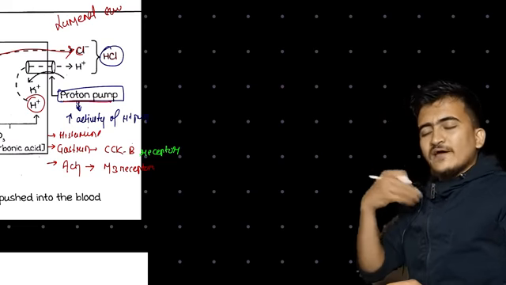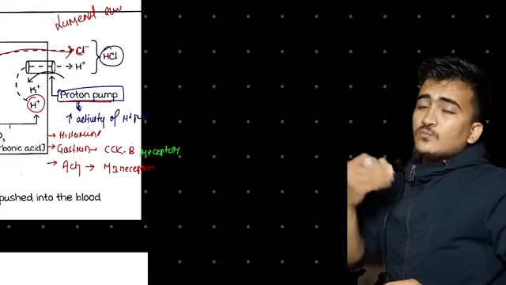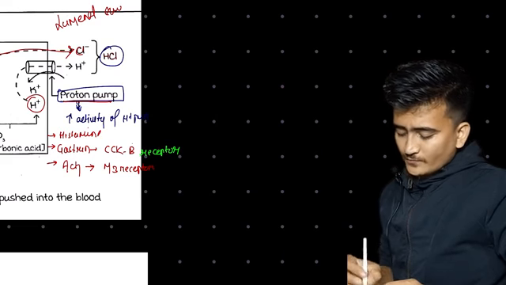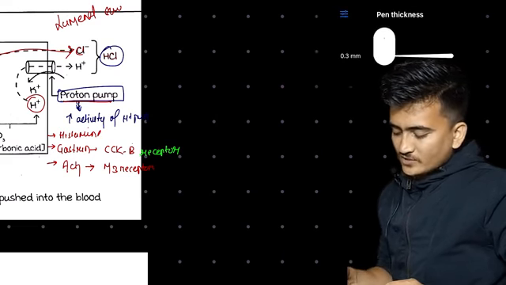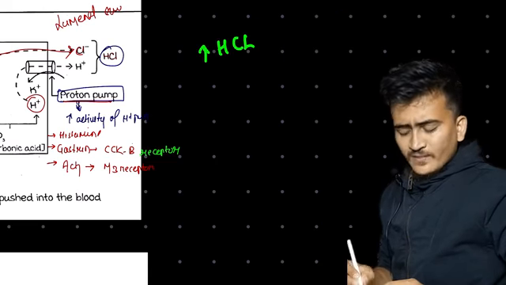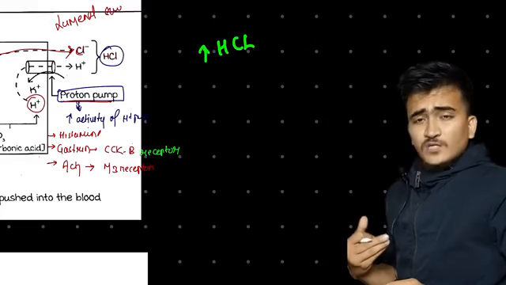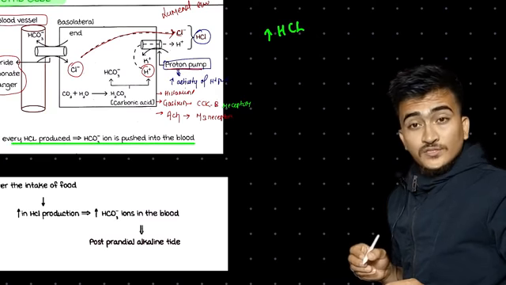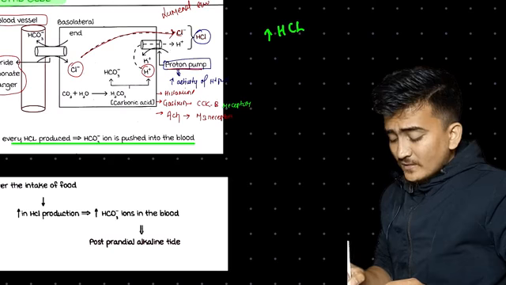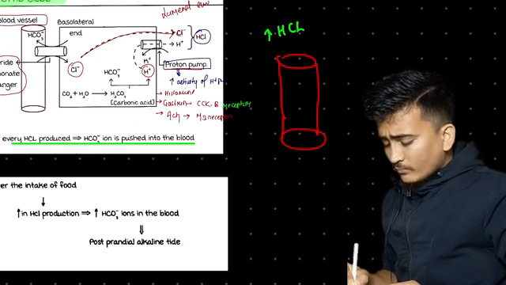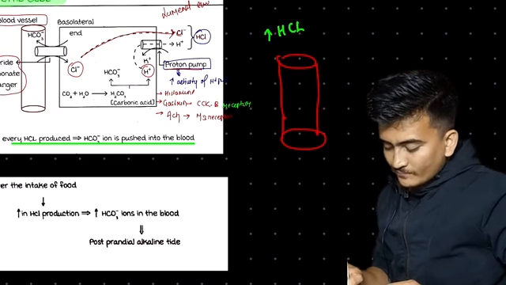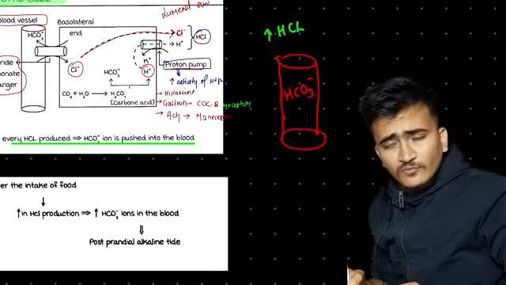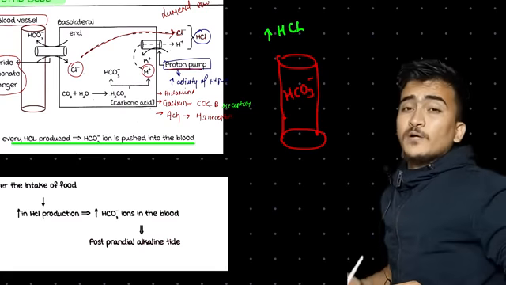Whenever we have food, there will be HCl production. Now, as HCl is produced, as we mentioned, for every HCl produced, an HCO3 ion will be pushed into the blood. So our blood vessel will contain HCO3 minus ion, and we know the nature of this HCO3 minus ion is alkaline. There will be an alkaline condition in our blood vessels.